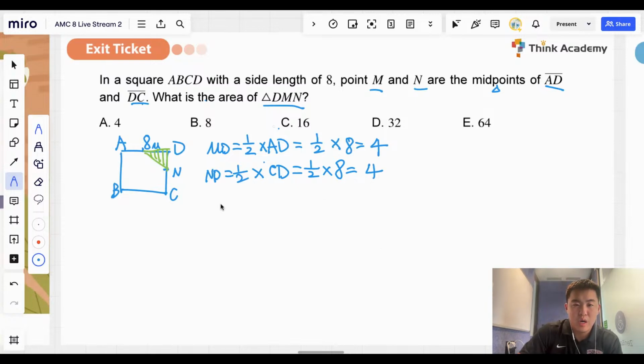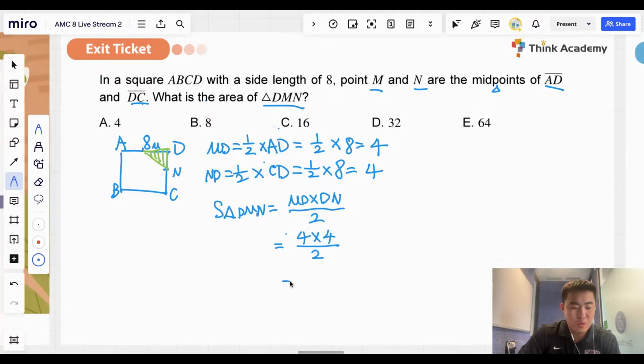Now, recall that the area of a triangle is 1/2 times base times height. In this case, let's take the base as MD, and the height is just DN. Then divide by 2, okay? MD here is 4, and DN here is 4 again. For this step, it's just plugging in numbers, nothing difficult. 4 times 4 is 16, divided by 2, so the answer is 8. So for this one, we're choosing option B.